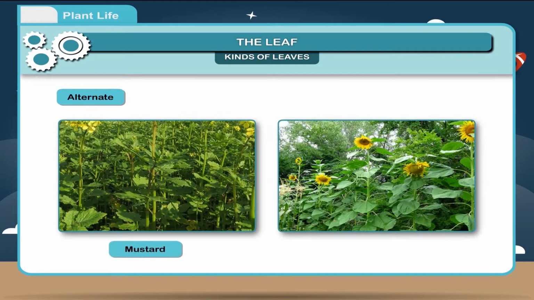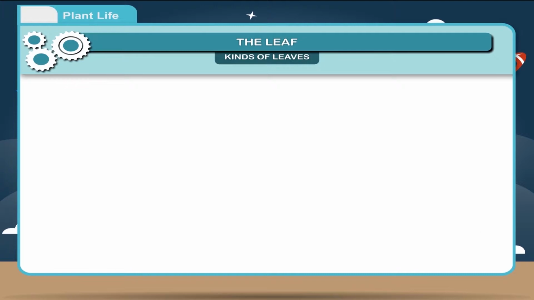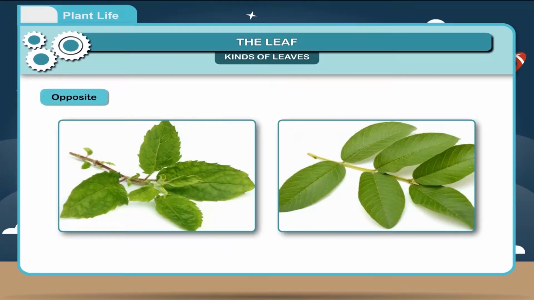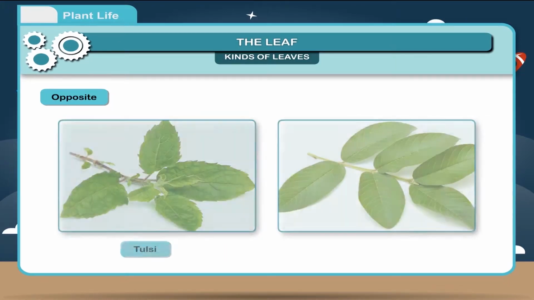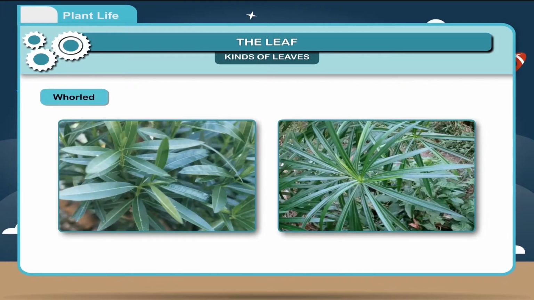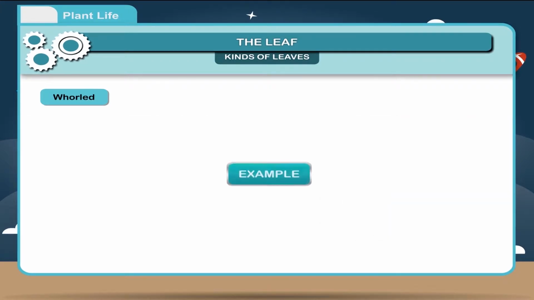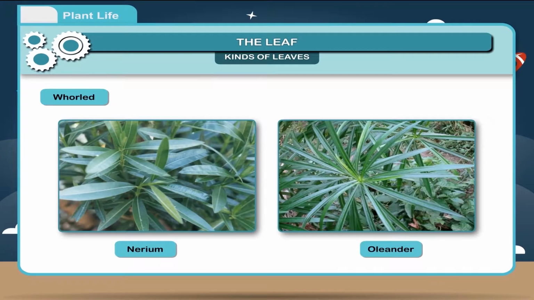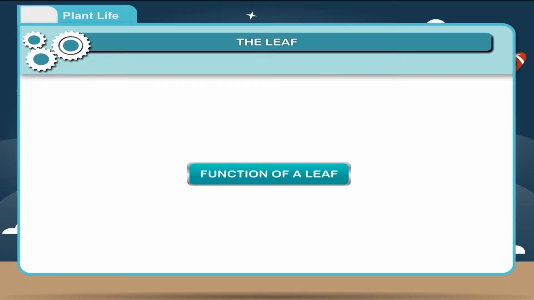Example, mustard, sunflower. Opposite. When two leaves develop at a node lying opposite to each other. Example, tulsi, guava. Whorled. When more than two leaves develop at each node and are arranged in a circle. Example, nerium, oleander. Function of a leaf.